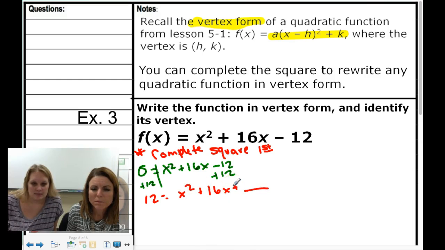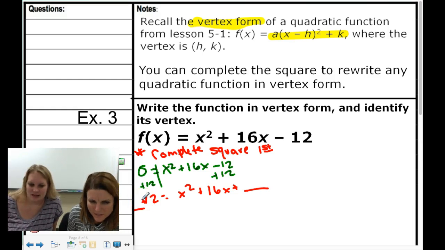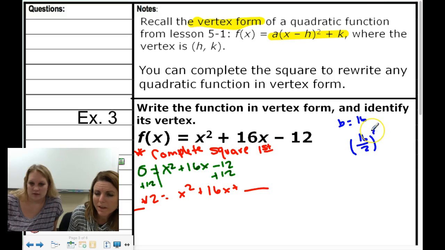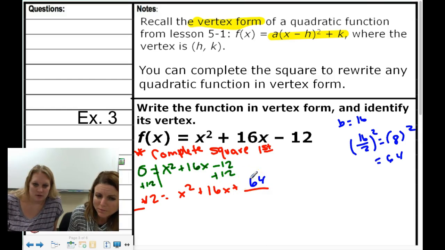And then we need plus something. Remember, what we're adding to each side is b over 2 squared. My b is 16. So 16 over 2 squared is 8 squared, which is 64. That's what you're adding to both sides. I'm going to add 64.